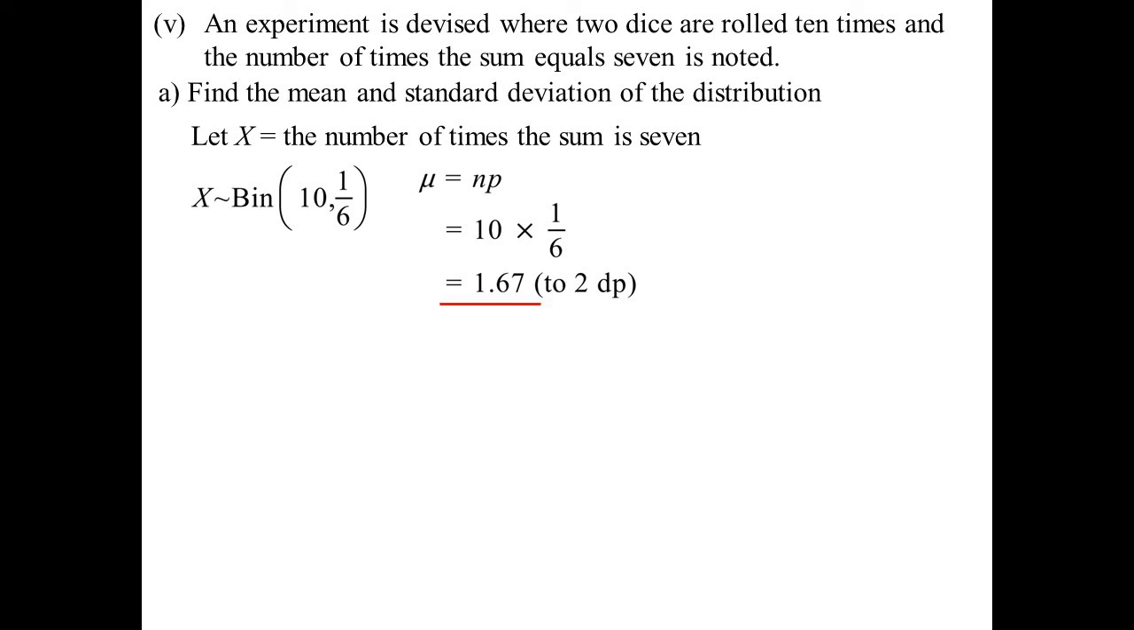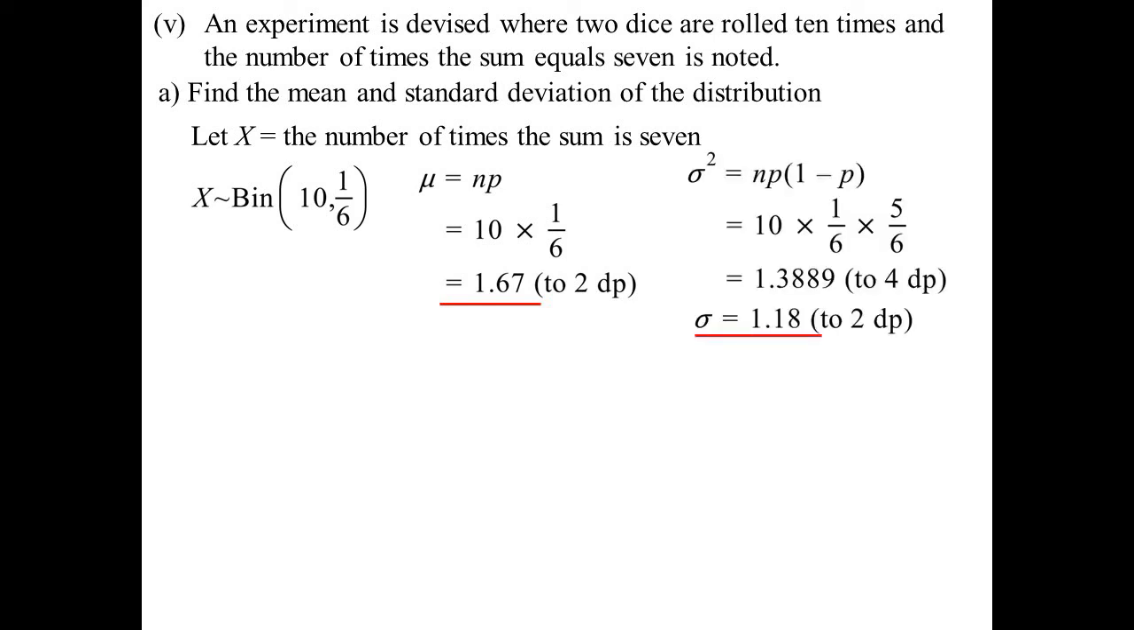Here's our experiment. 2 dice are rolled 10 times. The number of times the sum equals 7 is noted. Find the mean and standard deviation of the distribution. Okay, so X is going to be the number of times the sum is 7. That's what we're interested in looking at. It's binomially distributed. 10 times we're doing it. Probability of getting a 7, or a total of 7, is 1 in 6. It's the most common outcome when you're rolling 2 dice. So the average is 1.67. The deviation turns out to be 1.18.